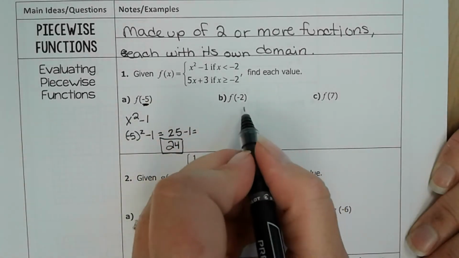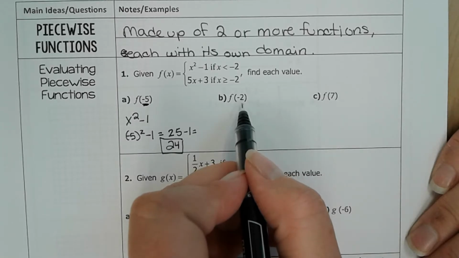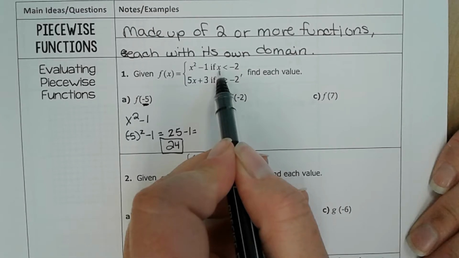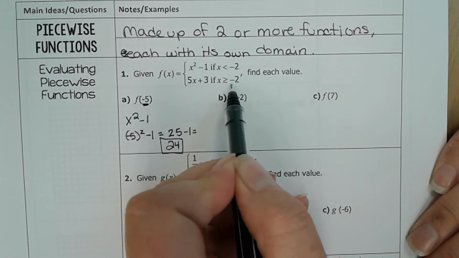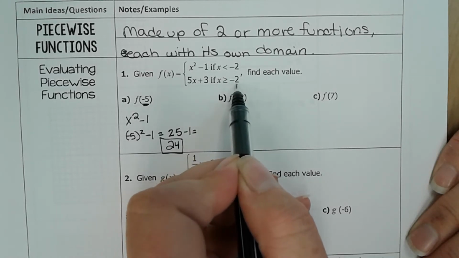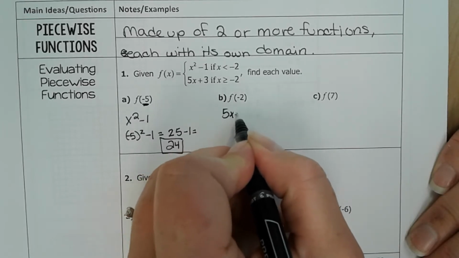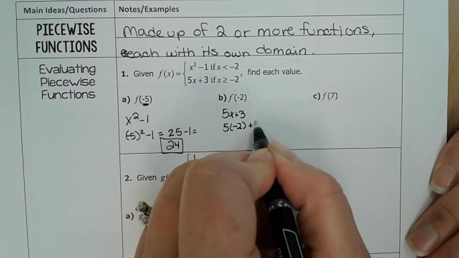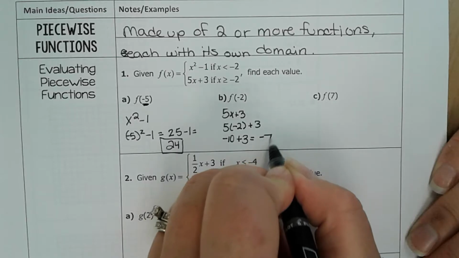All right. Now if we look at this one, this is f of -2. So we look at what point are we including -2 and what point are we not. Well, this function says everything less than -2, but not equal to -2. This is just less than -2. And this says everything greater than or equal to -2. So we plug it into this one. So we use 5x plus 3, and we plug in -2 for x, which is -10 plus 3, which gives us -7.